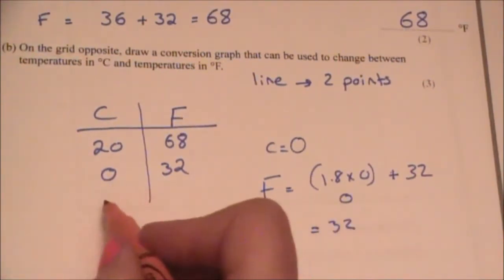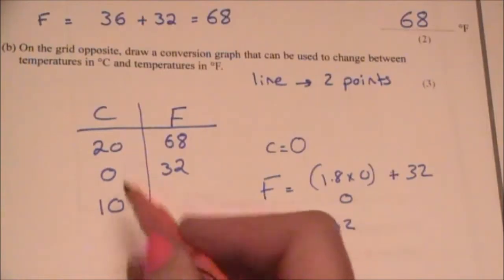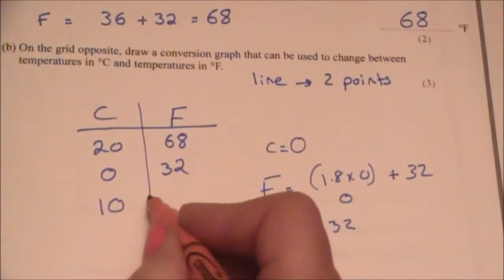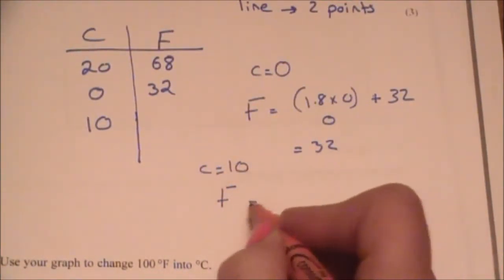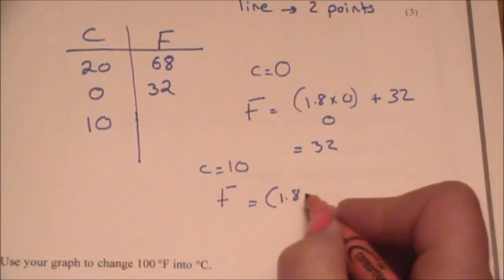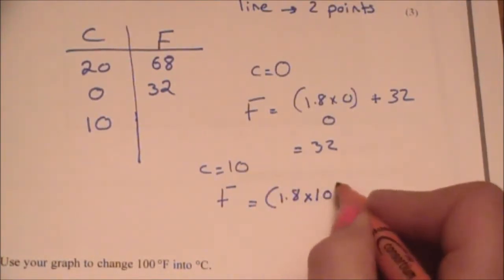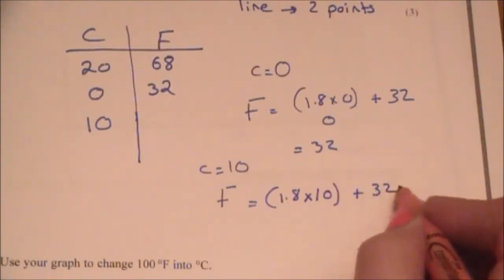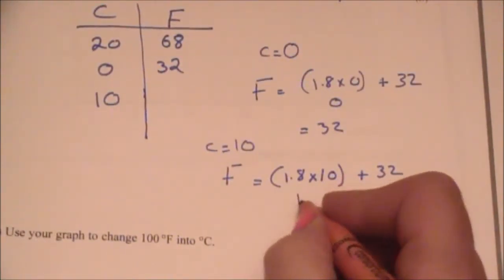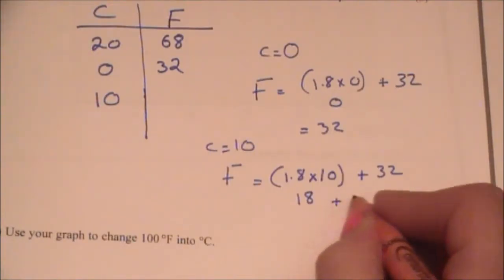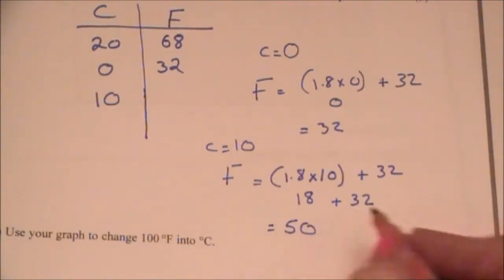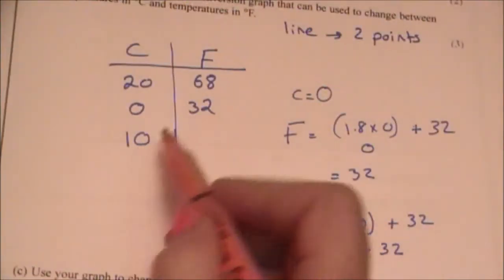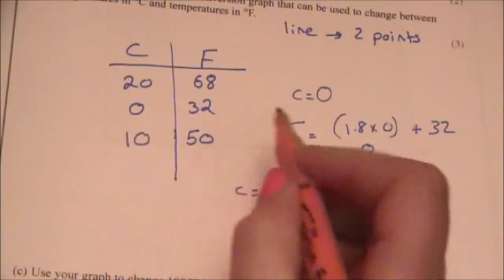I'm also going to go ahead here and find out what 10 degrees is. Even though I only need 2, I'm going to do it just to check all my points fall on the same line. So my Fahrenheit, when C is 10, is 1.8 times 10, add on 32. 1.8 times 10 is 18. So 18 add 32 is going to give me 50. So 10 centigrade gives me 50 Fahrenheit.